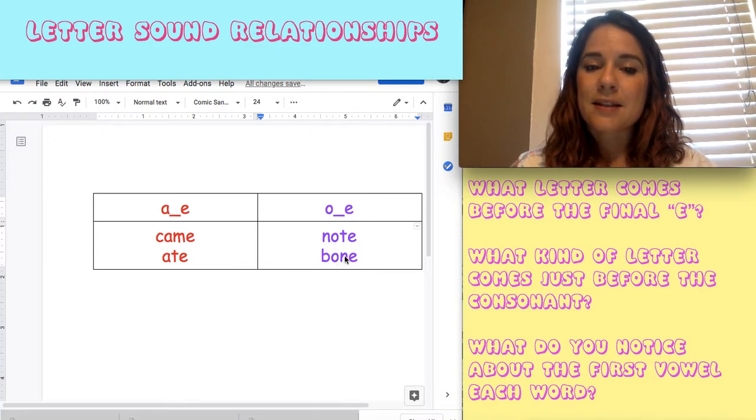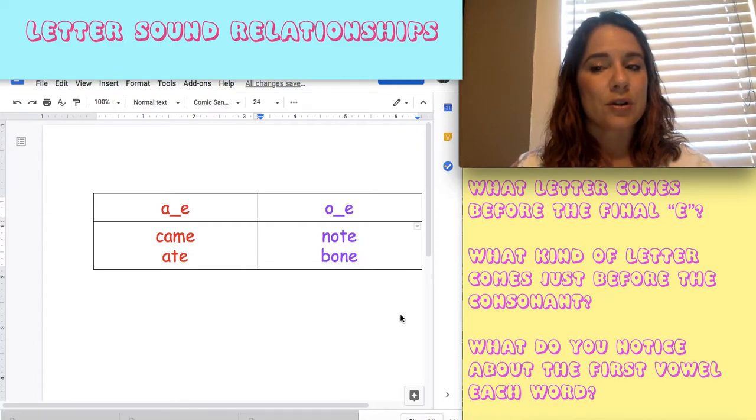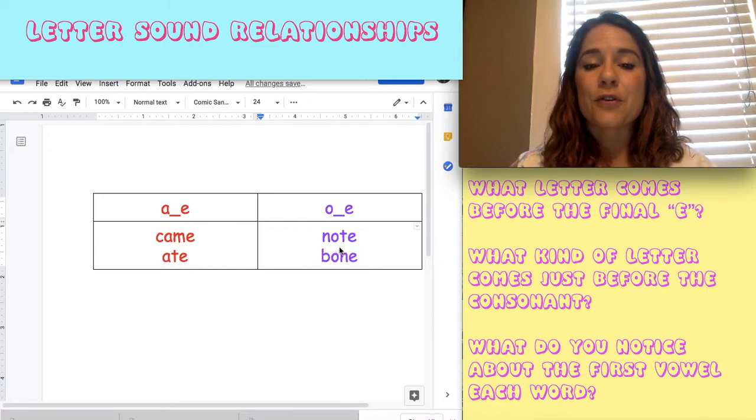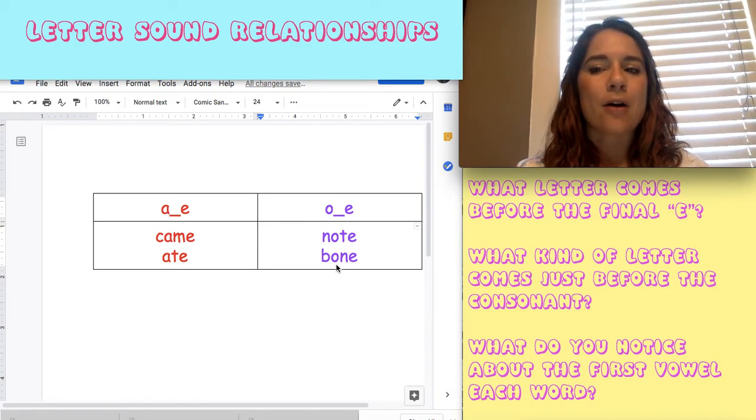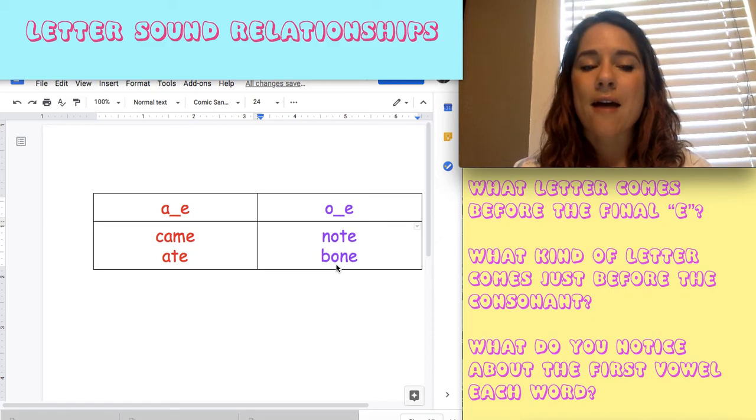So notice that we have the final E, then we have a consonant, then we have a vowel. Okay? It's going vowel, consonant, vowel. What do you notice about the first vowel in each word? The first vowel would be the A in came. The first vowel would be the A in ate. The first vowel would be the O in note. And the first vowel would be the O in bone. What do we notice about those vowels? There's something that they all have in common.